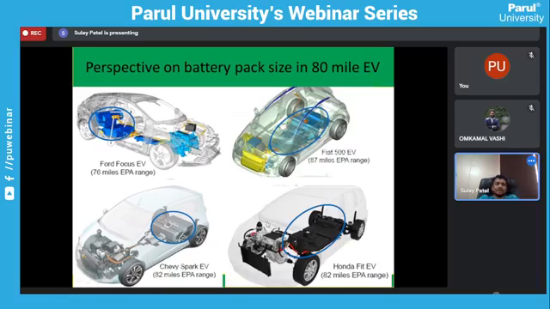As we have discussed in earlier slides, the size of the battery is very large and the weight of the battery is also high. So the main concern for electric vehicle manufacturers and engineers is to reduce the size and the weight of the battery.